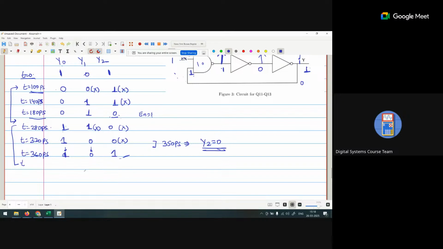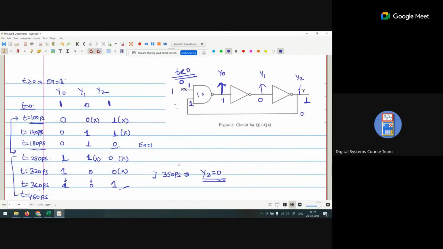Okay, now at 360 picosecond y2 is changed to a 1. So now we check at 460 picosecond. Why 460 picosecond? Because of the NAND gate, the output y0 is changed after a 100 picosecond. If we consider before the 100 picosecond, we are getting the same output. So if y2 is changed at 360 picosecond, this y0 is changed at 460 picosecond. Any doubt in this one?